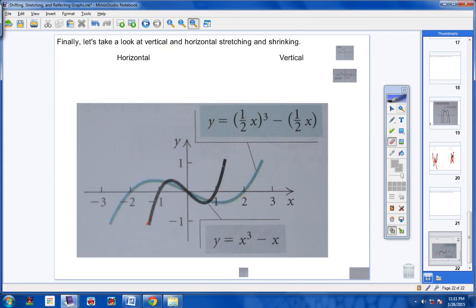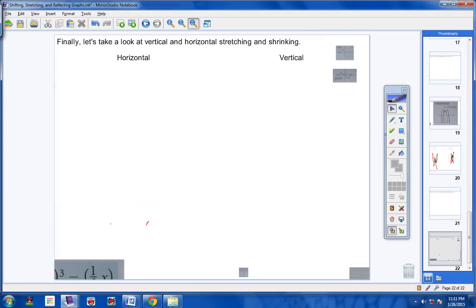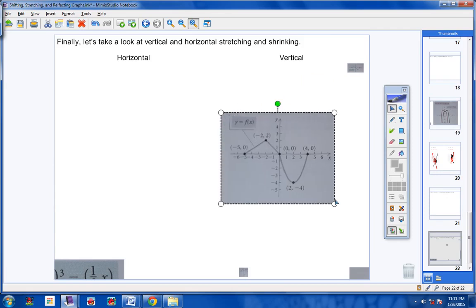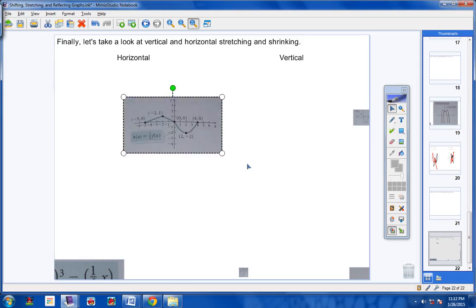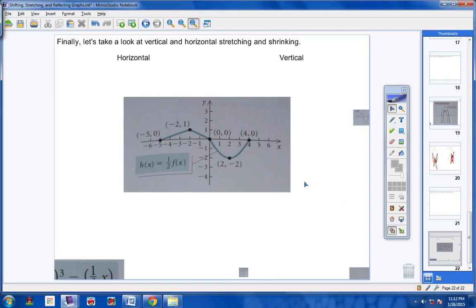Let's take a look at vertical shrinking or stretching. And you know what's kind of funny? Everything's the complete opposite. So if you know one, then you know the other one. In fact, I might not even use these examples just to save time. You're going to have a vertical stretch or shrink, students, when you multiply the function by a number, not directly to the x.